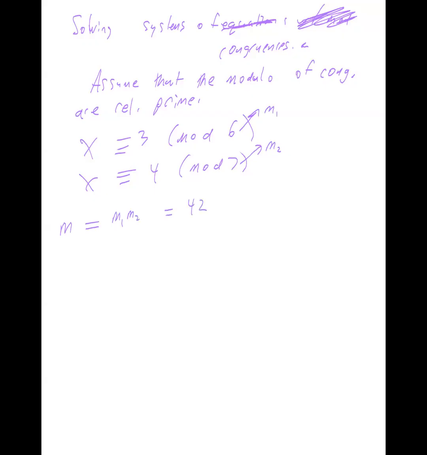By the way, before we even start, are 6 and 7 relatively prime? Are those modulos relatively prime? Yeah, 6 and 7 have no common factors. So it's going to work. So M is 42. Now we're going to calculate something. Capital M1 is equal to the whole M divided by the first m, M1. So what's 42 divided by 6?